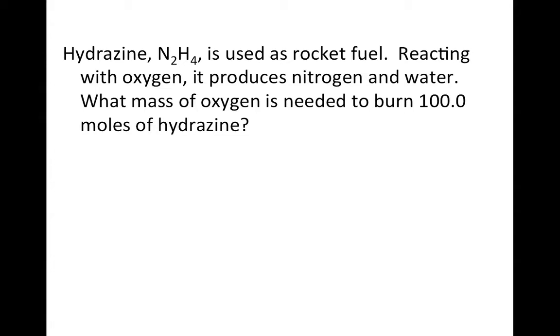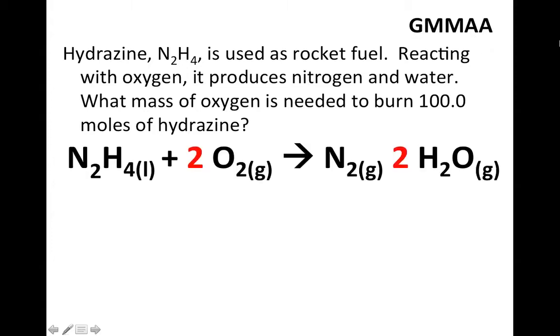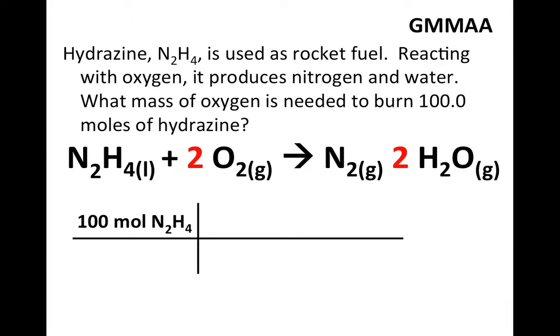Well, let's find out. I know I'm going to use GMMAA because I'm going from moles of hydrazine to mass of oxygen. Okay, so here's my equation. Hydrazine plus oxygen makes nitrogen gas and water. Remember, Hofbrinkel is going to get you O2 and N2. Both of those are diatomic. So here's my train track.